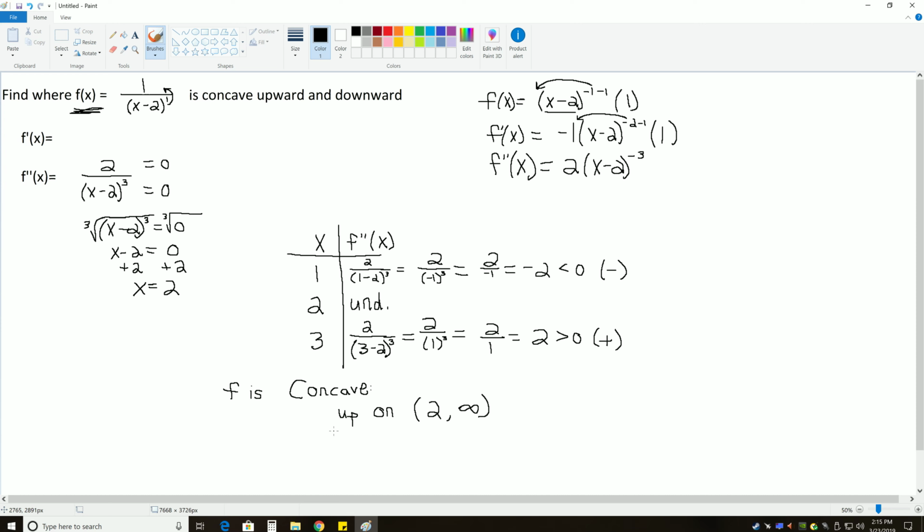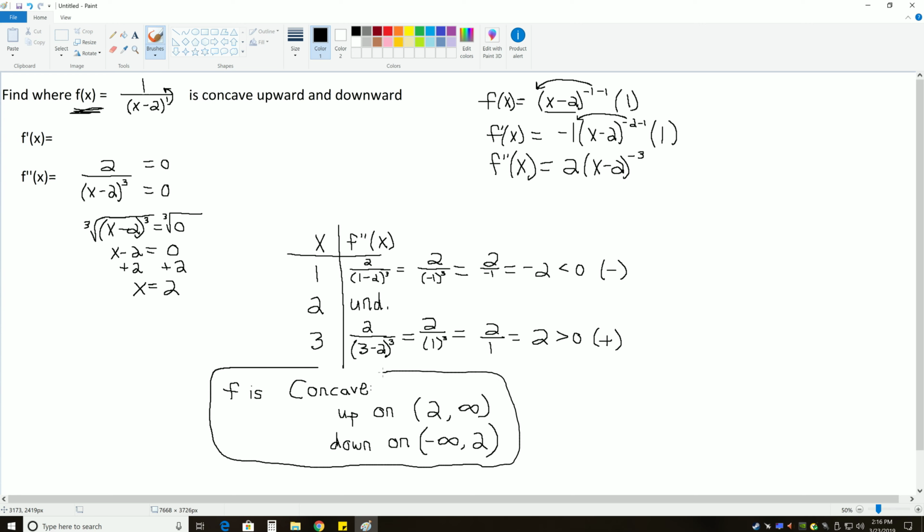We then say that f is concave down on the interval, and now we want where our second derivative was negative. That tells us where it's concave down. So every number to the left of this x equals 2. So that means we'll start with our lowest number possible, which is negative infinity, and work all the way up to positive 2. But again, we do not include the 2. So f is concave up on 2 to infinity, and it is concave down on negative infinity to 2.